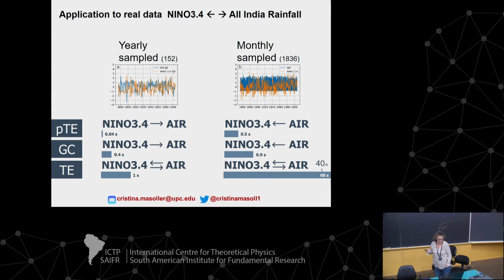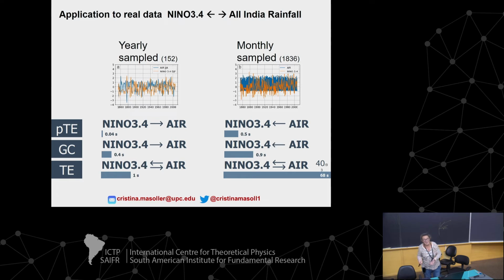And these are the results for the pseudo-transfer entropy. It detects the main causality, which is El Niño being the dominant climate effect, so this is trivial. Granger causality also detects the same. And transfer entropy detects a weak link, a weak influence from India to El Niño. But in monthly data, the results change. So this is the type of thing you need to start getting used to when you deal with this data.